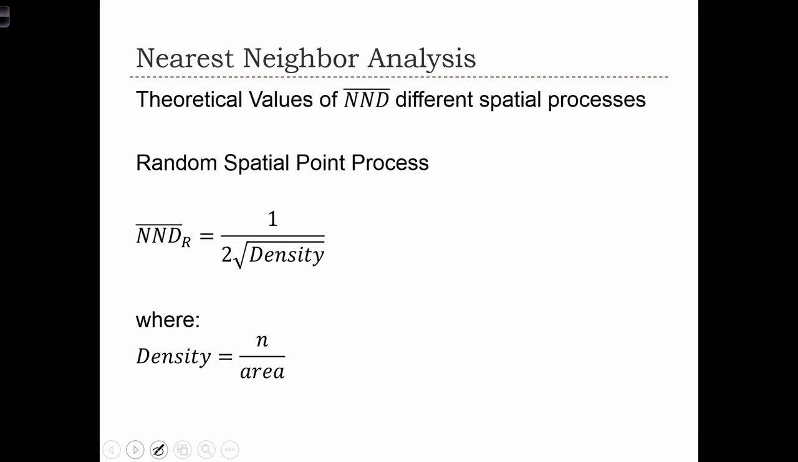Now, I said that we know what some theoretical values of NND bar should be for different types of spatial point processes. So if we have a random spatial point process, NND bar sub R, R for random, is known to be equal to 1 over 2 square root of density. And in this case, density is just the number of points divided by the area of the study area.